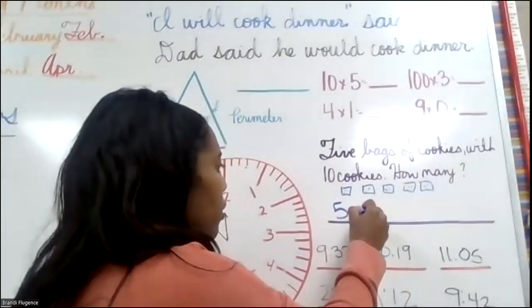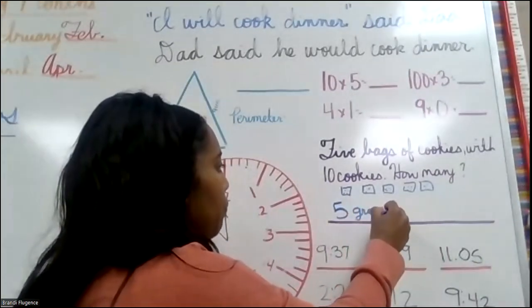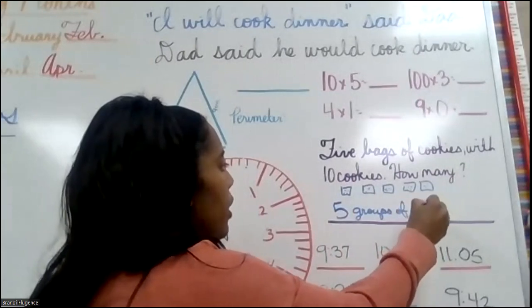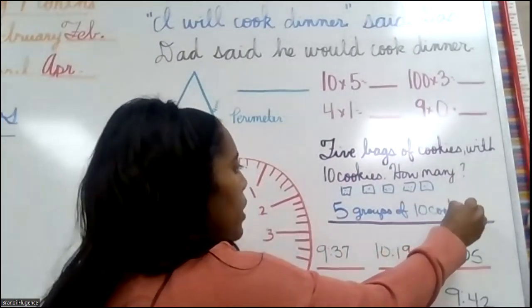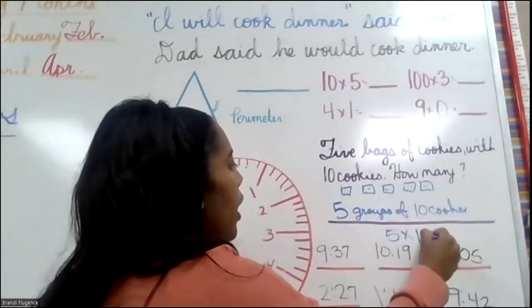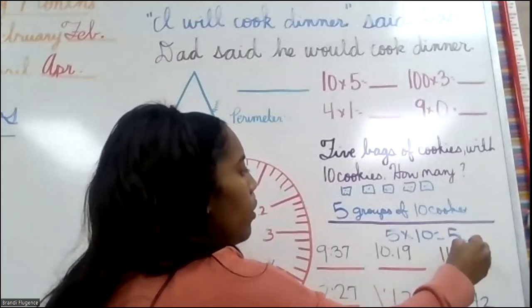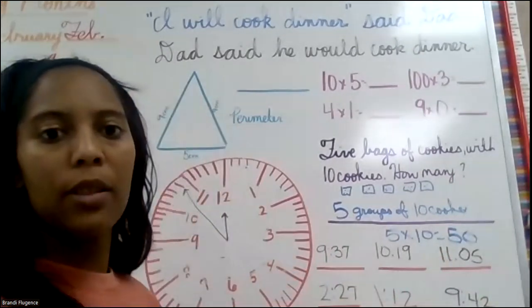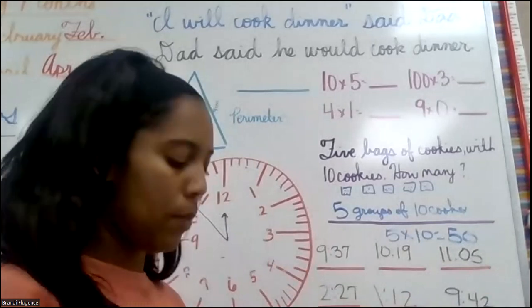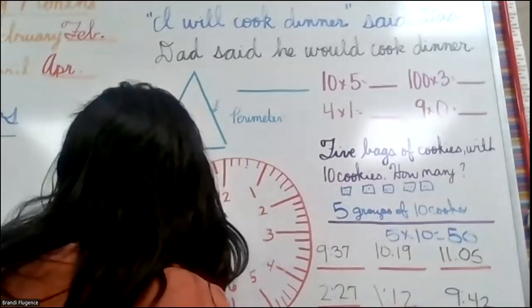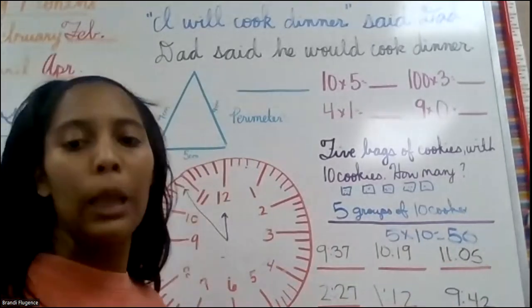It will be 5 groups of what? Of 10 cookies. And yes, the fact will be 5 times 10, and then how many cookies would that be total? 50 cookies. 5 times 10 is 50. Good. I'm just making sure we know. Thank you in person. I can hear you guys clear.